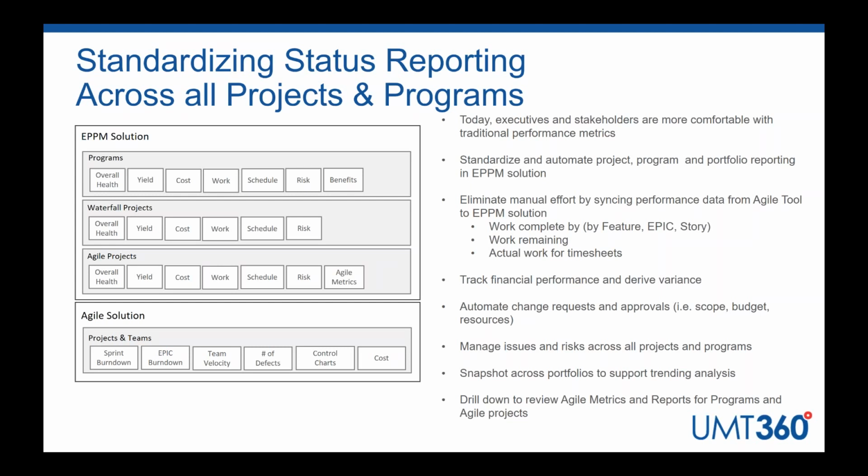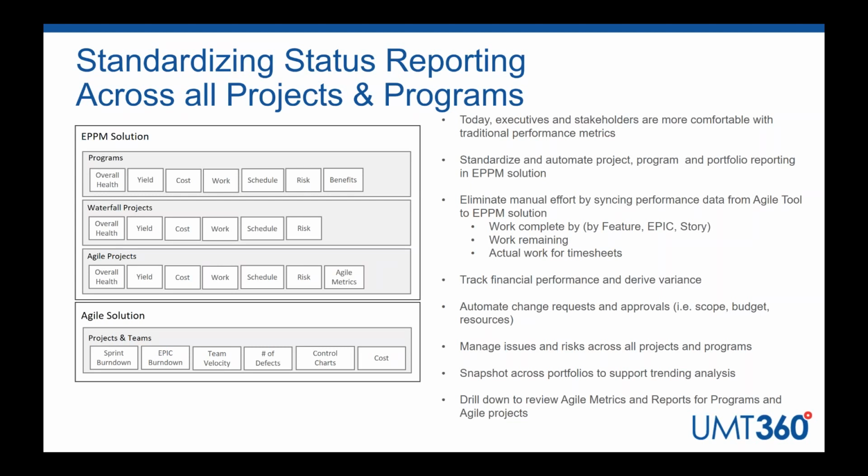Obviously, when we start to bring together Agile and the world of Waterfall, we're relying on different metrics and reports in both those worlds. The key here again is that at a certain level we've consolidated all our investments, Agile projects, Waterfall projects and programs within the enterprise PPM solution, which in turn allows us to standardize and automate status reporting at any level, project level, program level, portfolio level, steering committee reports, whatever it may be.